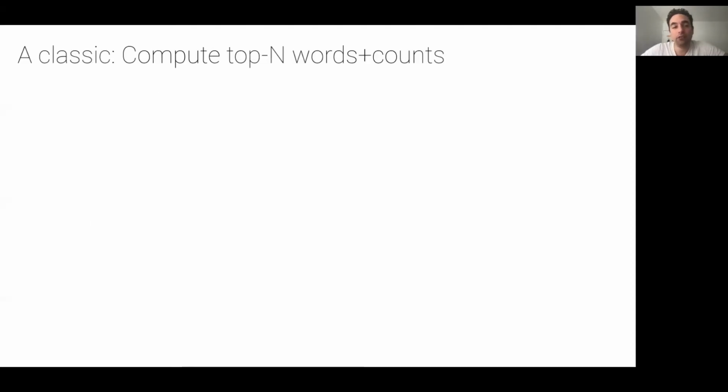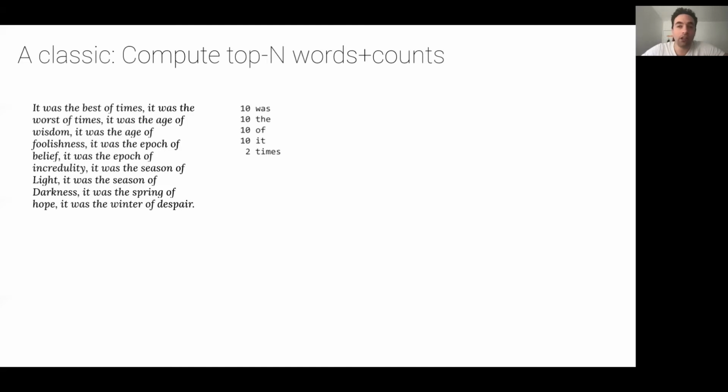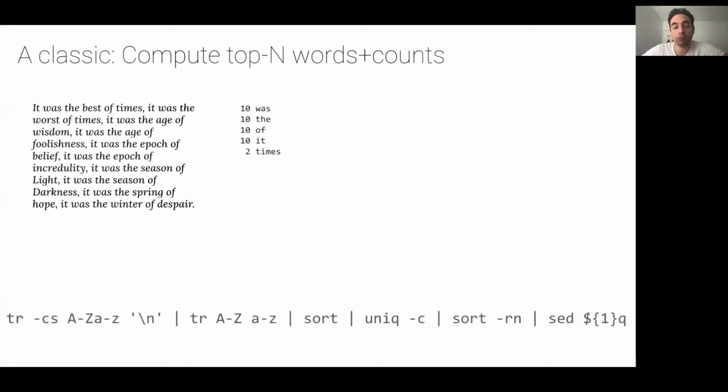To explain the basics of Unix pipelines, we'll show you a classic example. Given an input document, how to compute the top n, where n could be 5, words and their counts. In Unix, you can express the solution to this problem using a single line Unix pipeline.